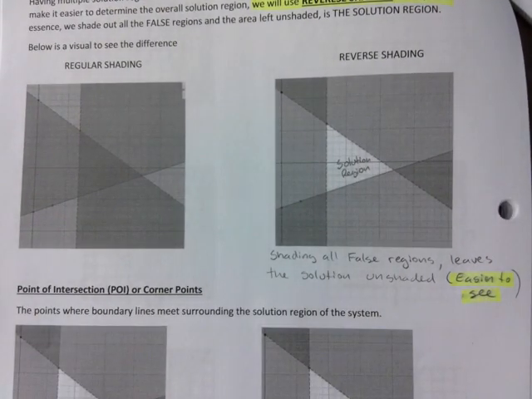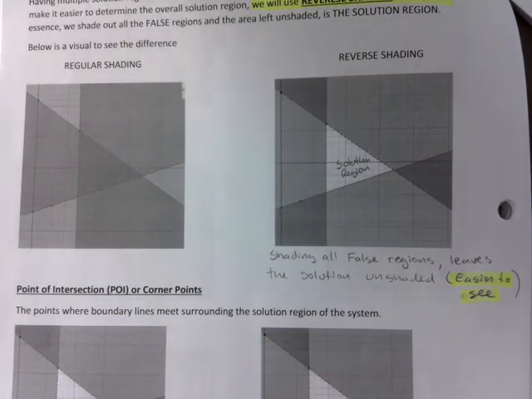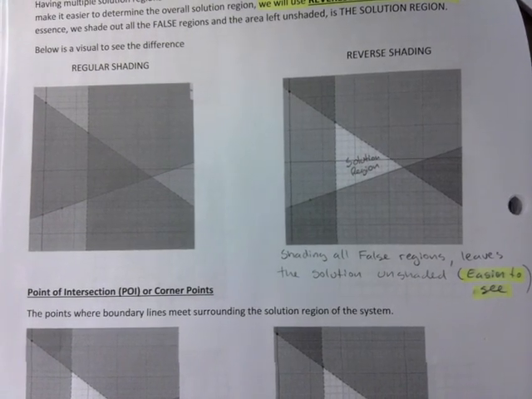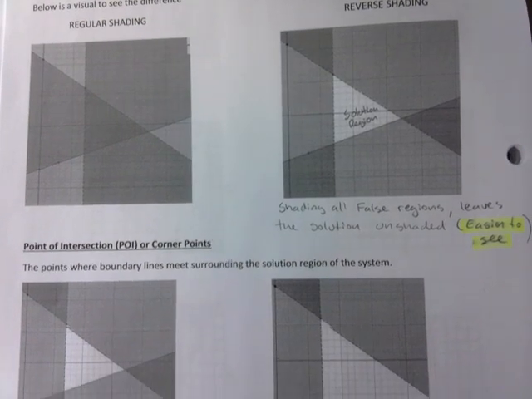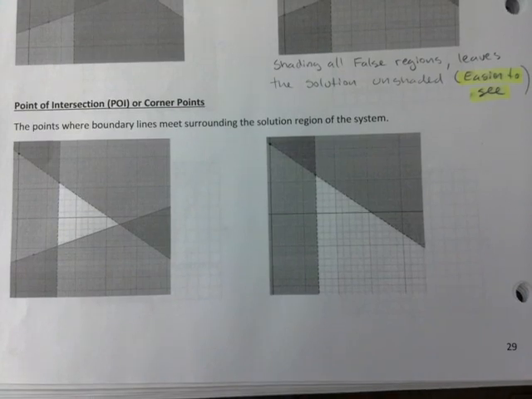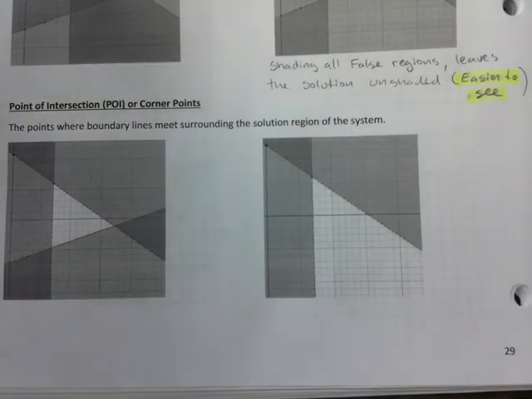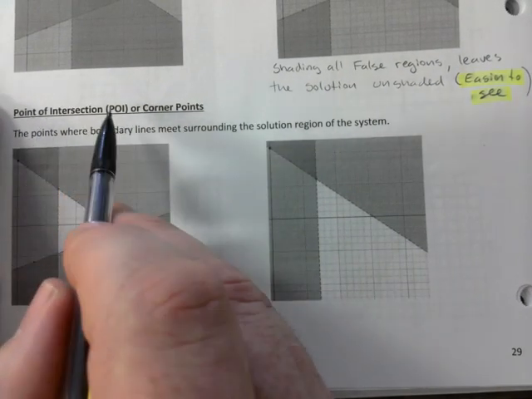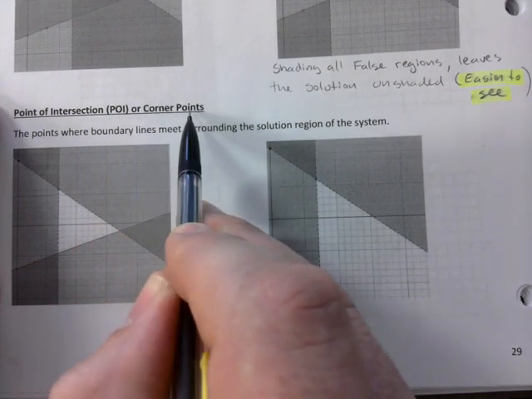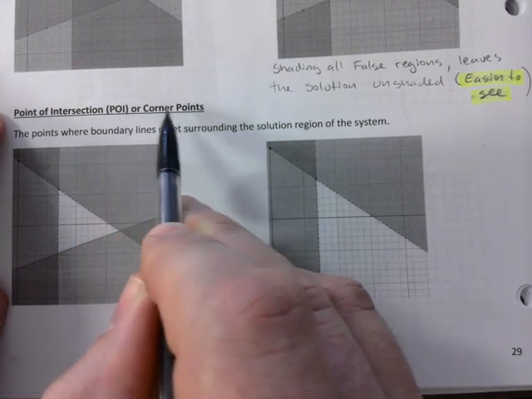We're on page 29, Xander. We're going to graph systems of inequalities. It's basically to make it easier to see. Please remember that. So that's point number one I want to make before I start. Point number two, it's literally points, right? Points of intersections. I call them POIs or corner points. They mean the same thing.